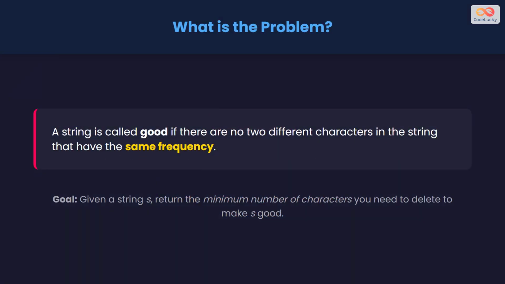First, let's understand the definitions. A string is considered good if no two different characters appear the same number of times. For example, if A appears 3 times, no other character should appear exactly 3 times. Our goal is to take any given string and determine the minimum number of characters we need to delete to make it good.